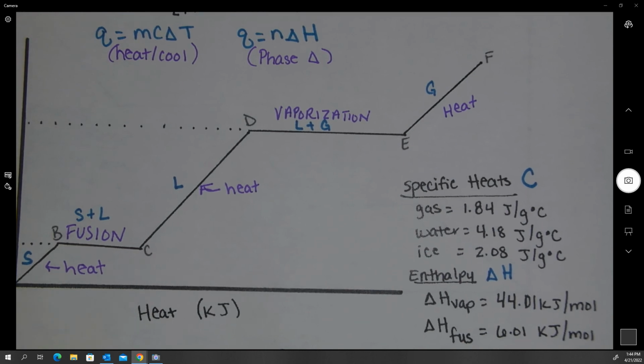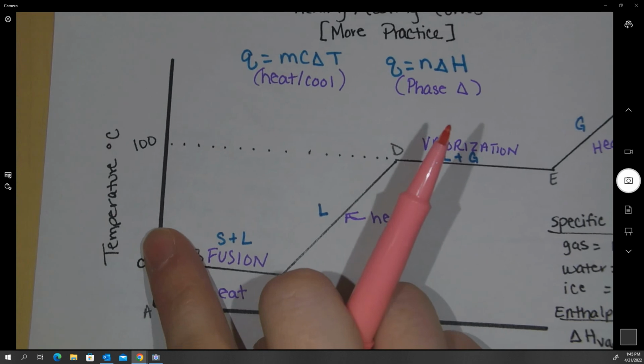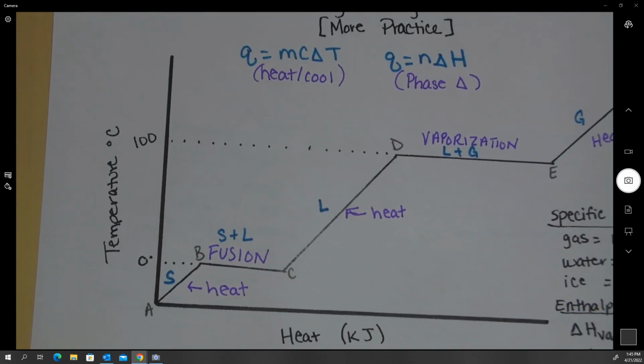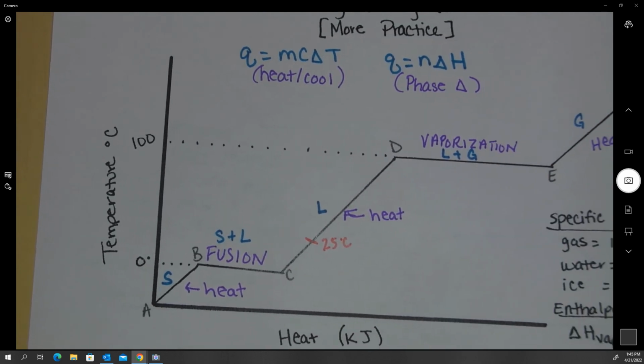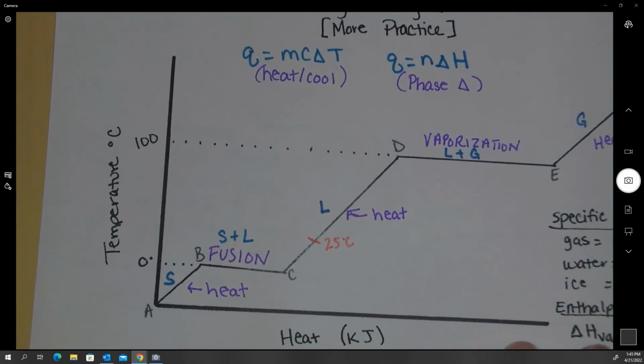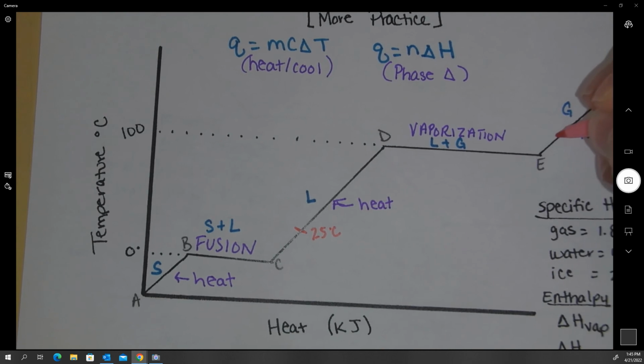Question number 3 says, how much heat in kilojoules is required to heat 18 grams of water from 25 degrees Celsius to 110 degrees steam? So we're going to mark where these temperatures are at on this graph to visually be able to see exactly what lines we need to go through. So 25 degrees Celsius is going to fall somewhere between 0 and 100, about a quarter of the way up. So I'm going to say it's about here. So we're going to say that's roughly 25 degrees Celsius. And 110 is probably right about here.